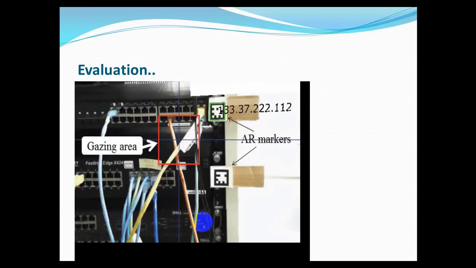And from here you can see that the red square shows the gazing area and the green square shows the currently focused area, and these black and white graphic patterns show the AR markers.